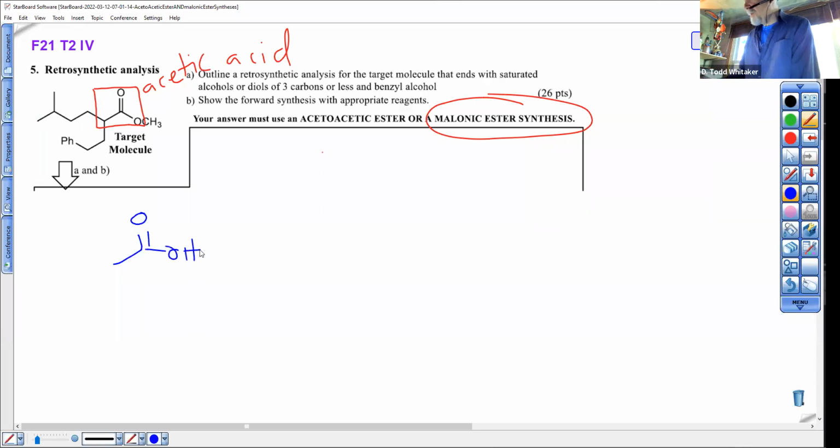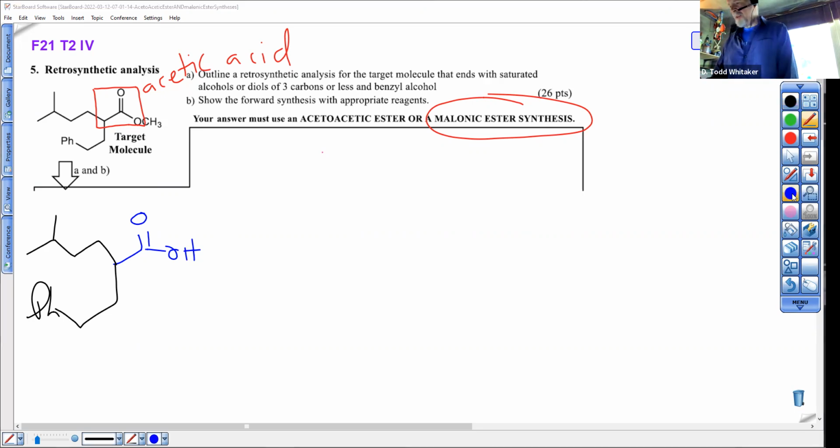With our two new R groups. Well, they're not new. They will be when we do the synthesis. There we go. And what do you react a carboxylic acid with to make an ester? None other than an alcohol.